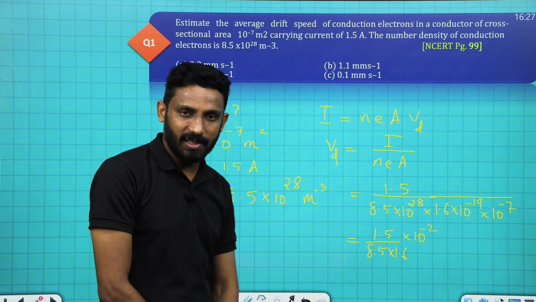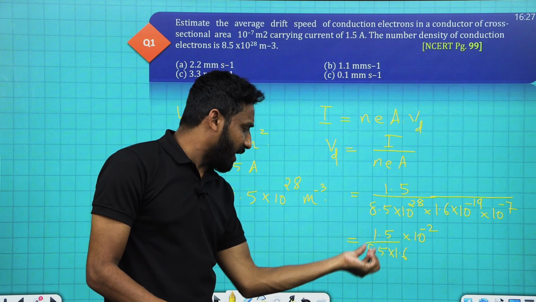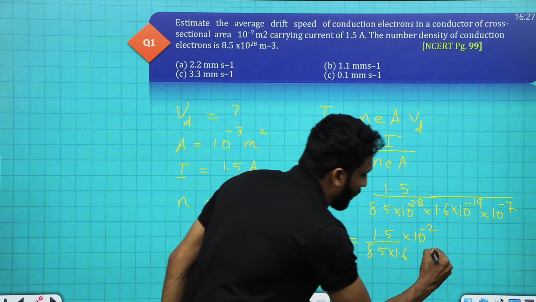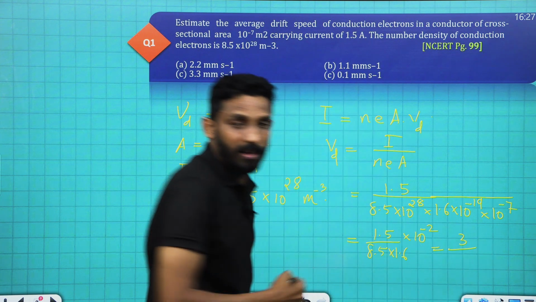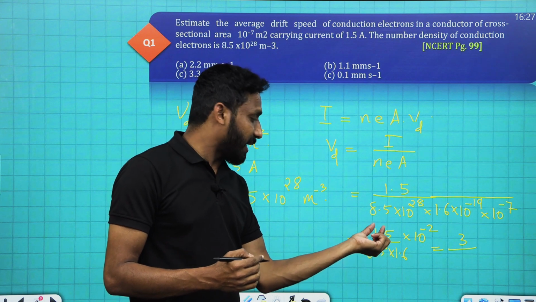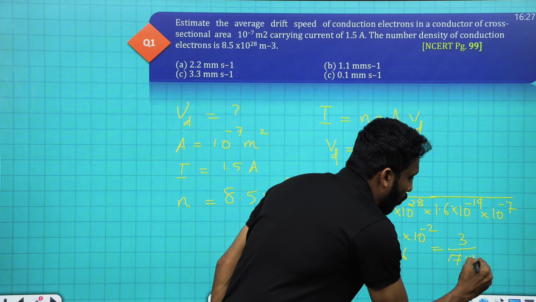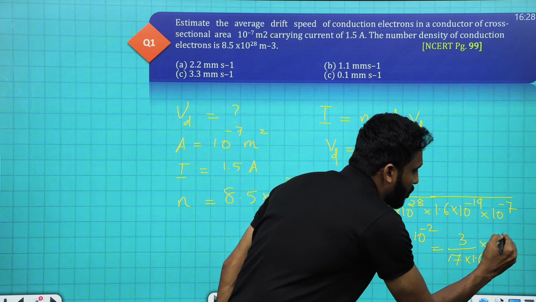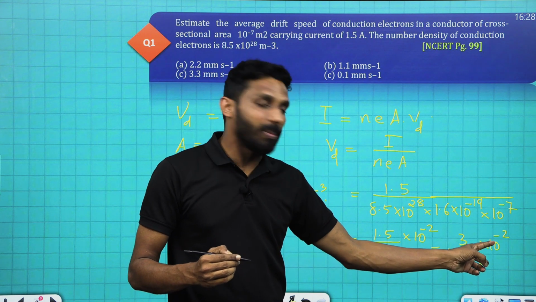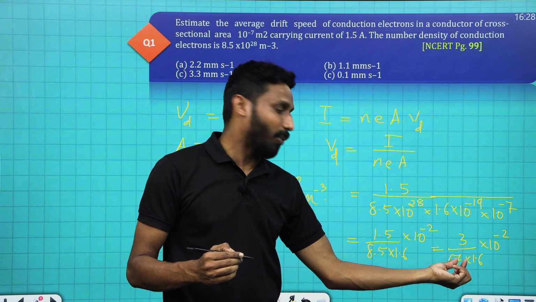Clear? See, 1.5 divided by 8.5 is 15 divided by 85. We can divide by 5, so that is 3 divided by 17, into 1.6 into 10 power minus 2. If we take one more 10 here, then this will be 10 power minus 3. Then 30 divided by 17 into 1.6.